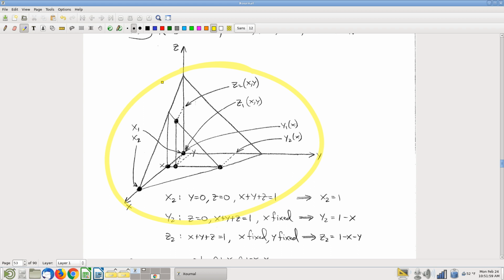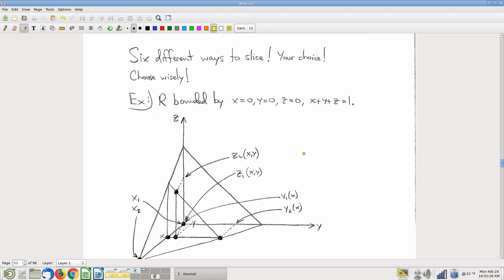And you're going to get different pictures, and you're going to have different points that are on different planes, therefore different algebra to go through and find your corresponding bounds. And what you'll find in this case is that they're all equally convenient, and it doesn't really matter for this particular shape. But sometimes it does. Sometimes if you slice the wrong way, bad things happen. And we're going to see some examples of that coming up pretty soon.